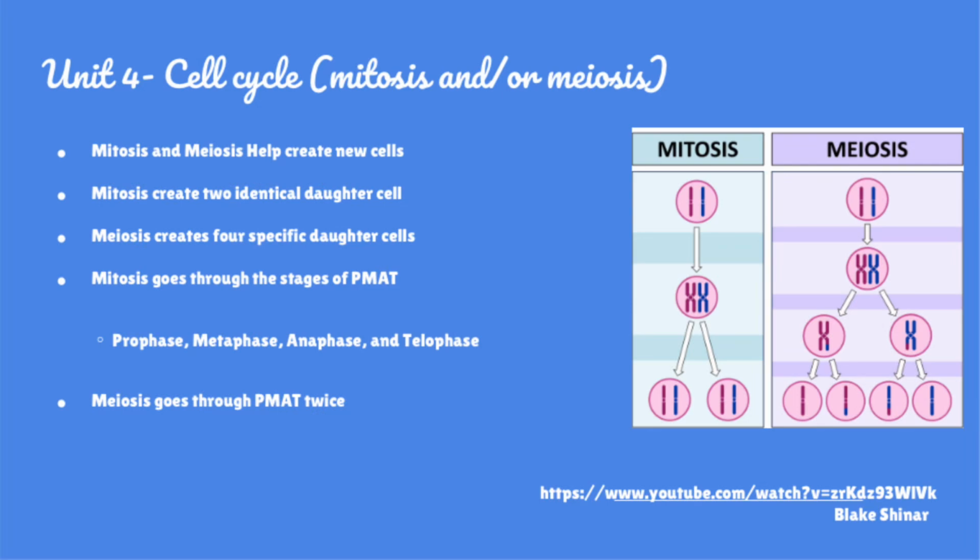The function of mitosis and meiosis is to create new cells. Mitosis creates 2 identical daughter cells, but meiosis, on the other hand, creates 4 specific daughter cells, meaning none of them are the same. Both mitosis and meiosis go through prophase, metaphase, anaphase, and telophase, but meiosis repeats this process twice.